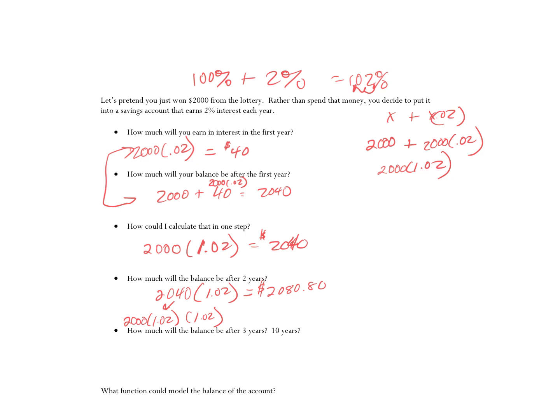Is everybody good? So for 2 years I multiplied by 1.02 two times. For 3 years I would be 2,000 times 1.02 how many times? 3. And then for 10 years we would do 2,000 times 1.02 to the 10.